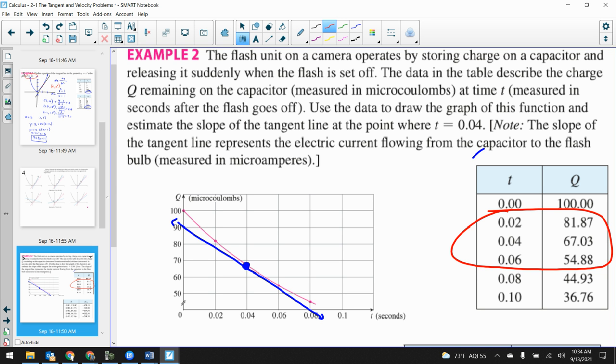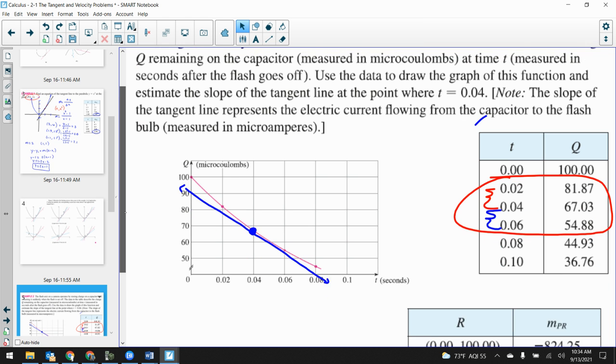change around that point. We're going to say, okay, at 0.02, comma 81.87, we're going to find the slope between these 2 points. And then we're going to do the exact same thing between these 2 points, because it's got to be somewhere in the middle there, right? It's got to be somewhere in the middle. It's got to be a little bit above our low estimate, and it's got to be a little bit below our high estimate. And that's what it does in this table.